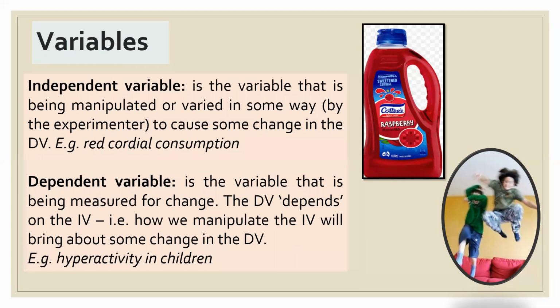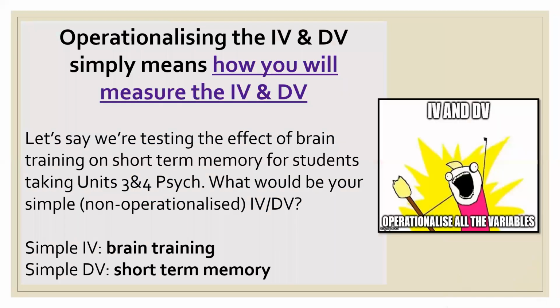In order to make our independent variable specific, so we can put it in our research paper so other researchers can maybe replicate or repeat our study by looking at what we've written, we need to be able to operationalize variables. Operationalizing the IV and DV is simply how are you going to measure the IV and DV? In other words, what amount are you going to specify for a specific IV?